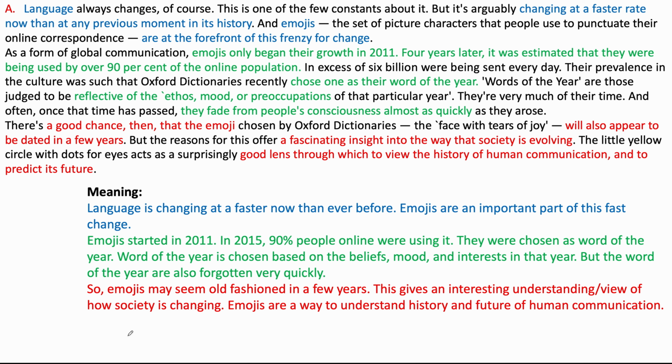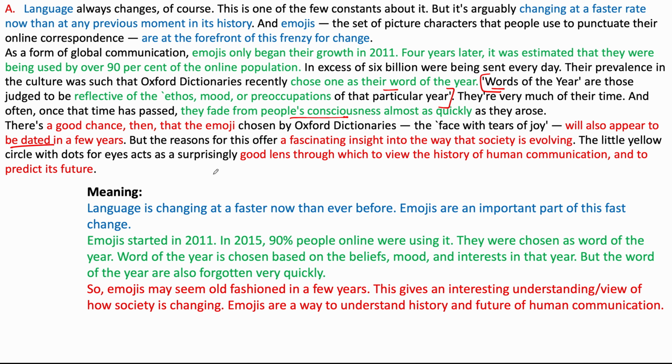In the second paragraph, we learn that emojis began in 2011. By 2015, 90% of the people online were using emojis. Then, word of the year was mentioned. Oxford University chose one of the emojis as their word of the year. Here, it is mentioned how word of the year is chosen and also that these words are usually forgotten very quickly. The third paragraph explains that emojis may also become outdated or become old fashioned in a few years.